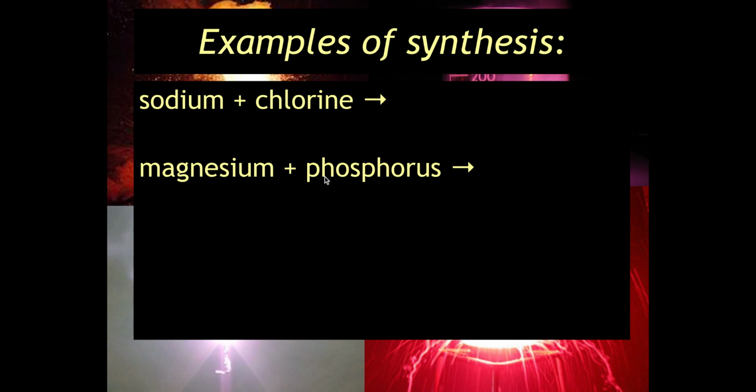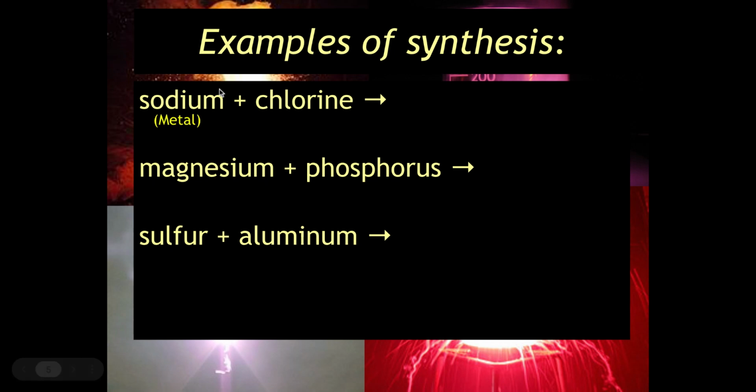Same goes with magnesium plus phosphorus. It's one element plus another element makes this compound. Just put them together. Sulfur plus aluminum. Same thing, we're going to put them together. So in each of these examples, you've got a metal. Sodium is a metal and a nonmetal.